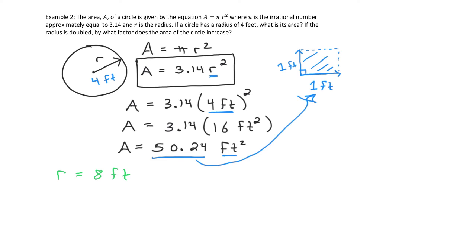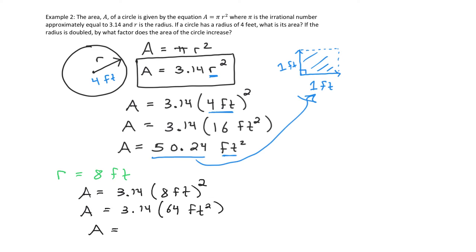To figure out this question, here's what I'm going to do. I'm going to go back to my formula. And in place of the radius, I'm going to enter 8 feet. And I just want to see what number we end up with. So the area is 3.14. If you square 8, you get 64. And if you, again, square the feet, you get square feet. If I multiply 3.14 and 64 together, we get 200.96 with square feet at the end.